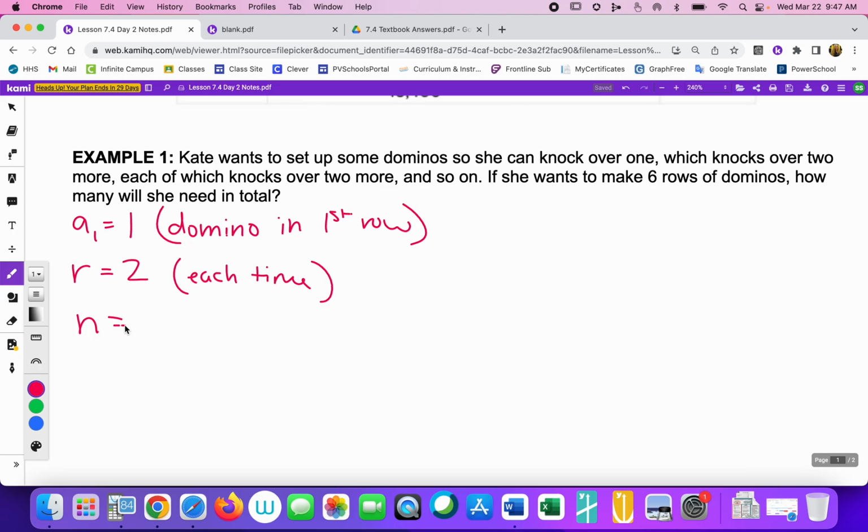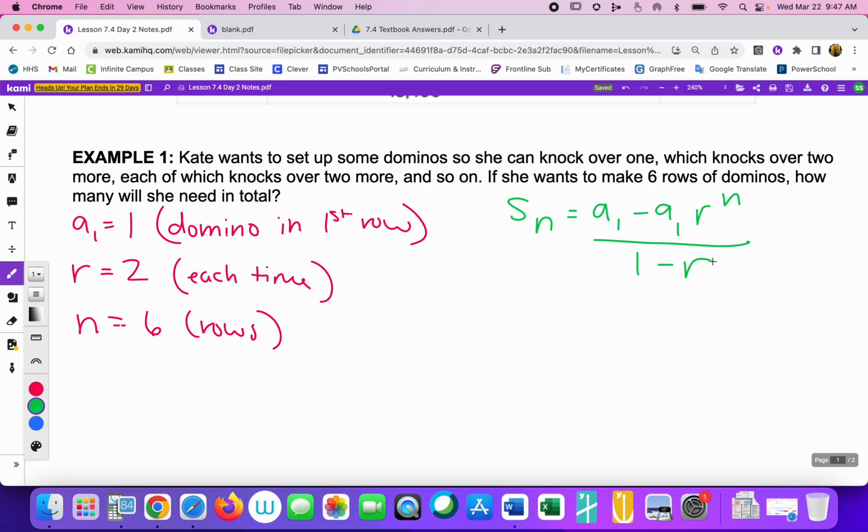Okay, I want 6 rows. All right. A lot of times this information will just tell you what it is, but you need to know how to pull it out of a problem also. Now we're going to use that formula that's at the top of your paper. I'm just going to rewrite it here so that we have it.